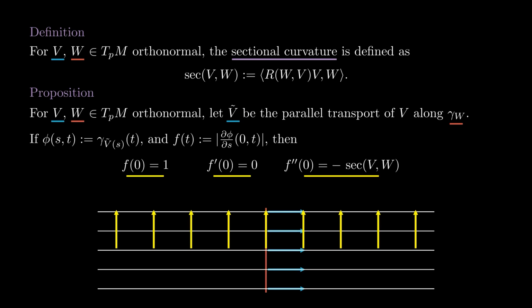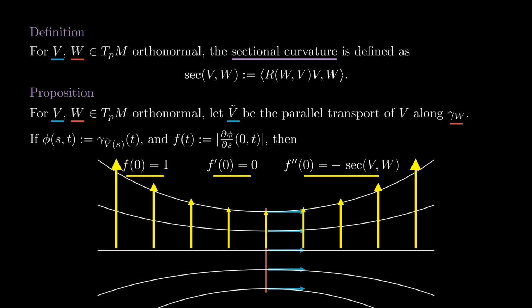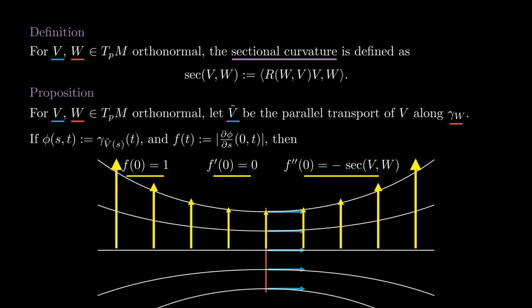If f is constant, that means that these geodesics are equidistant just like parallel lines. If f is concave, this means that the geodesics are getting together like in the sphere, and if f is convex, the geodesics are spreading out like in the hyperbolic plane. It turns out that the second derivative of f is given by minus the sectional curvature of v and w. In other words, when the sectional curvature is positive, the geodesics get together like in the sphere, and when the sectional curvature is negative, the geodesics spread out like in the hyperbolic plane.